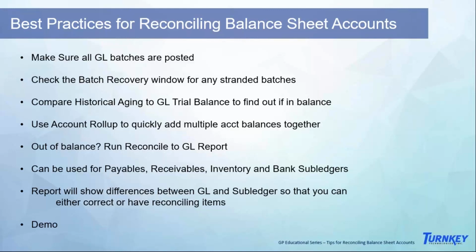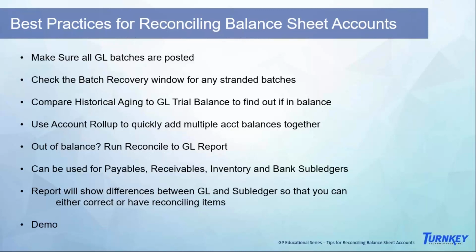So typically what we recommend is comparing the historical aged trial balance. There is a historical aged trial balance for AR, for AP, and the HITB report, the historical inventory trial balance report. Those are the three reports that we recommend that you run each month. That should tie to your GL number. Most of the time it does, hopefully.